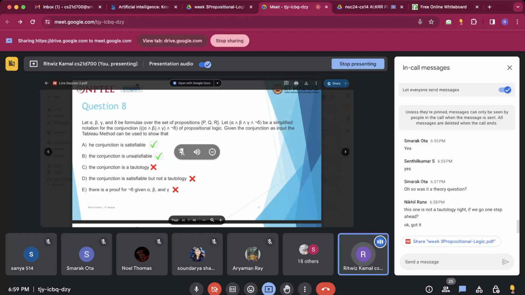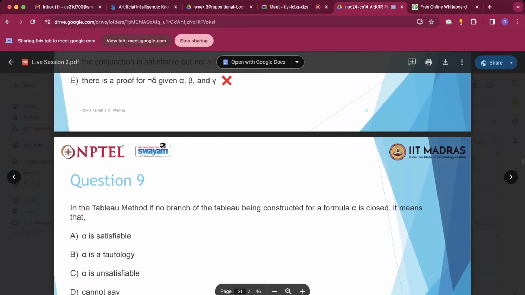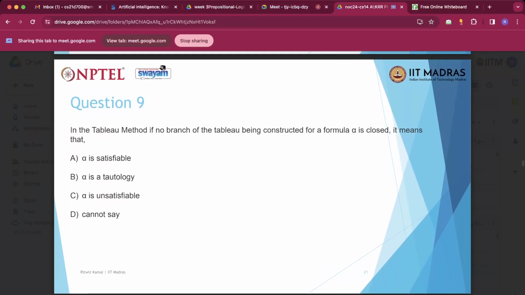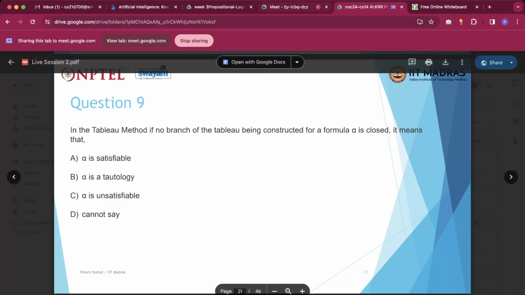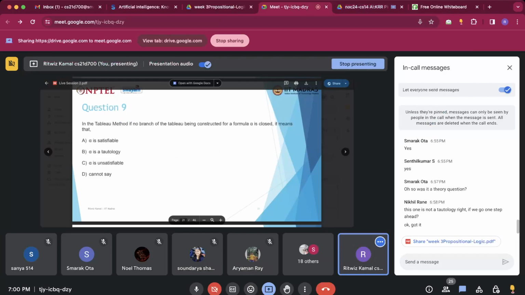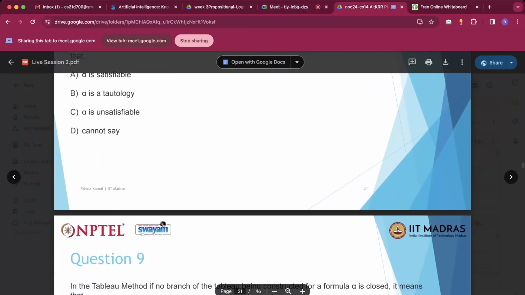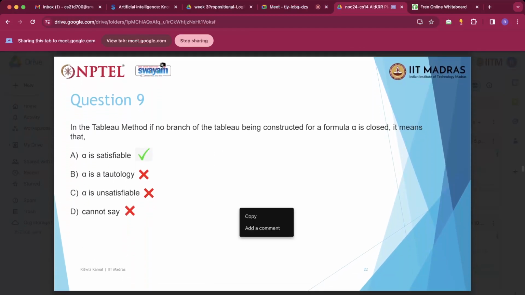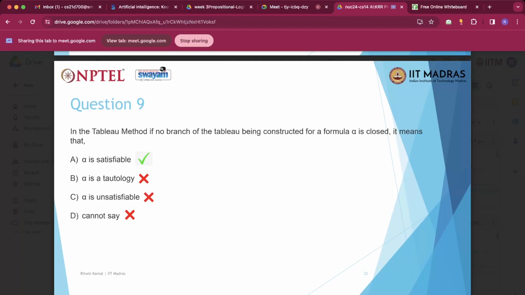If this is clear, then we can move on to question 9. If in a tabular method, no branch of the tabular being constructed for a formula alpha is closed, it means that... we just discussed that no branch is closed. Which case would that represent? Yeah, in that case alpha would be a tautology. Or will it be?